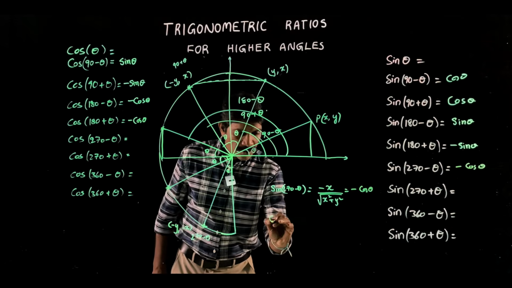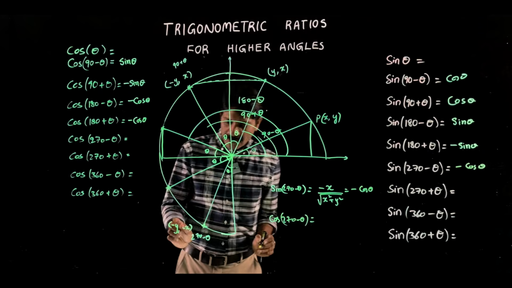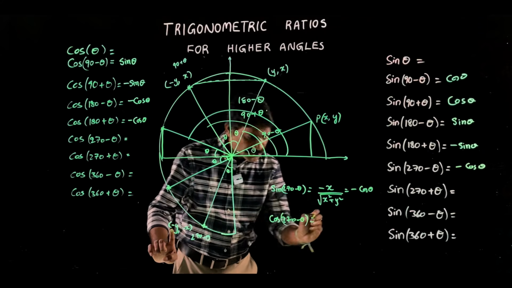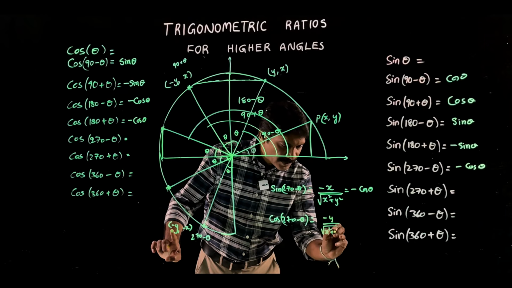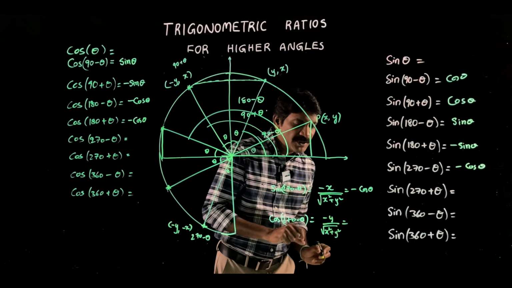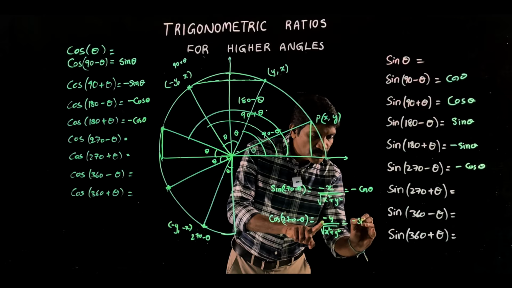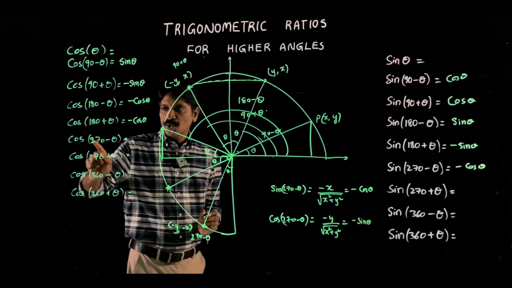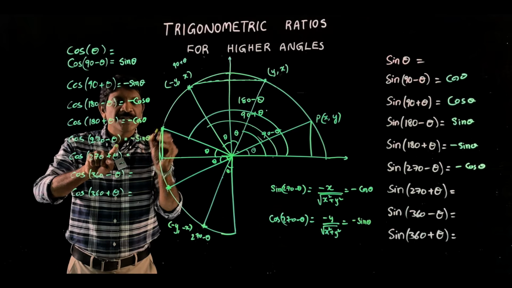Similarly, cos 270 minus theta. For cos value we always have to take the first coordinate, which is minus y by under root x square plus y square. We know that y by under root x square plus y square is sine theta. Before that we have minus, so it is minus sine theta. So cos 270 minus theta is minus sine theta.